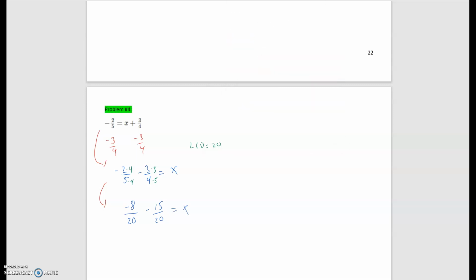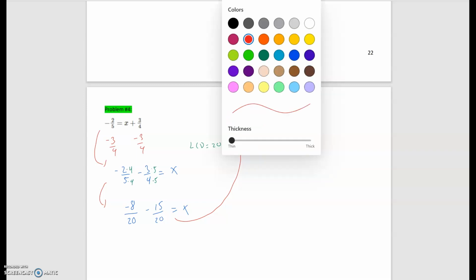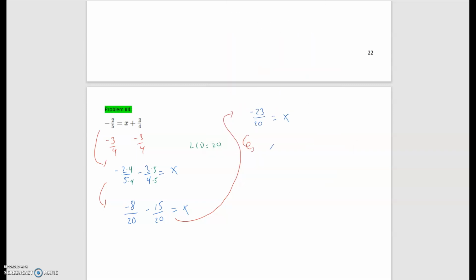And this step was just to verify that we do have the same denominator. At this point, let me add them, and you're going to end up with -23/20 is equal to x. And let me just flip it so that we have it in the proper format. So our final solution, x is equal to -23/20. That's it for problem 4.